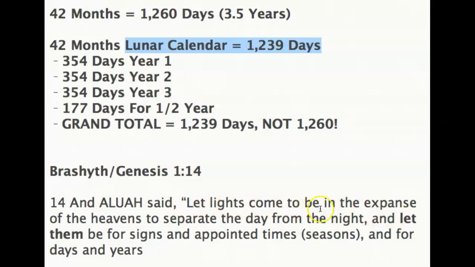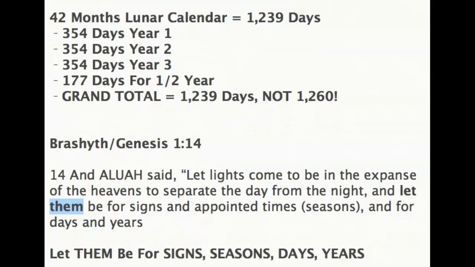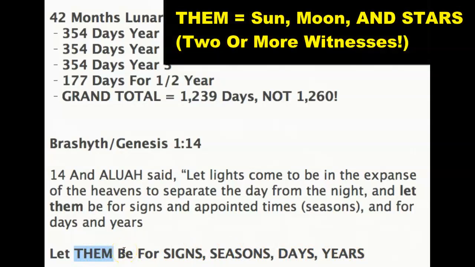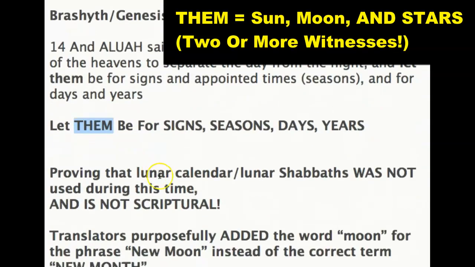lights come to be in the expanse of the Shamayim to separate the day from the night, and let them," so notice how it says them, plural, not just the moon itself, but let them be for signs and appointed times. Other translations might say seasons, and for days and for years. Note once again where it says, let them be for signs, seasons, days, years. What is the "them" right here? It's talking about the sun, moon, and the stars, your two or more witnesses that we have, and not just the moon itself.